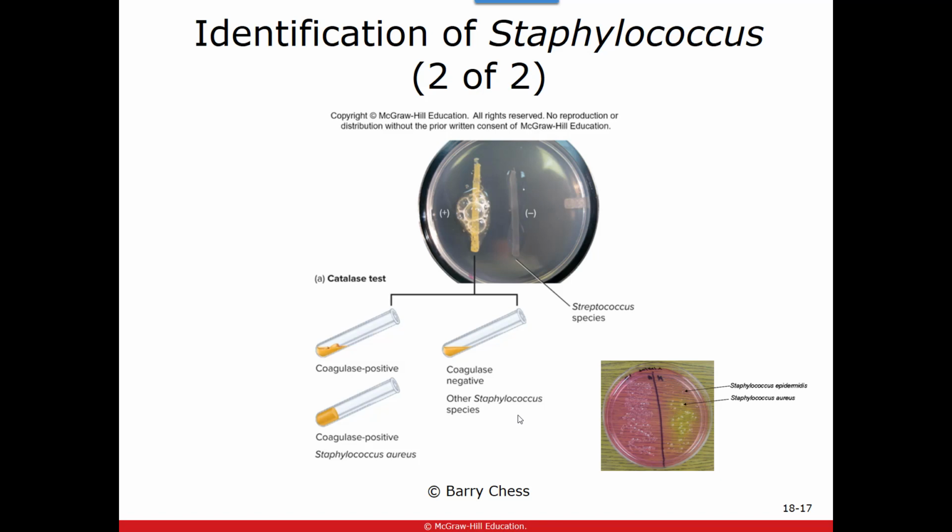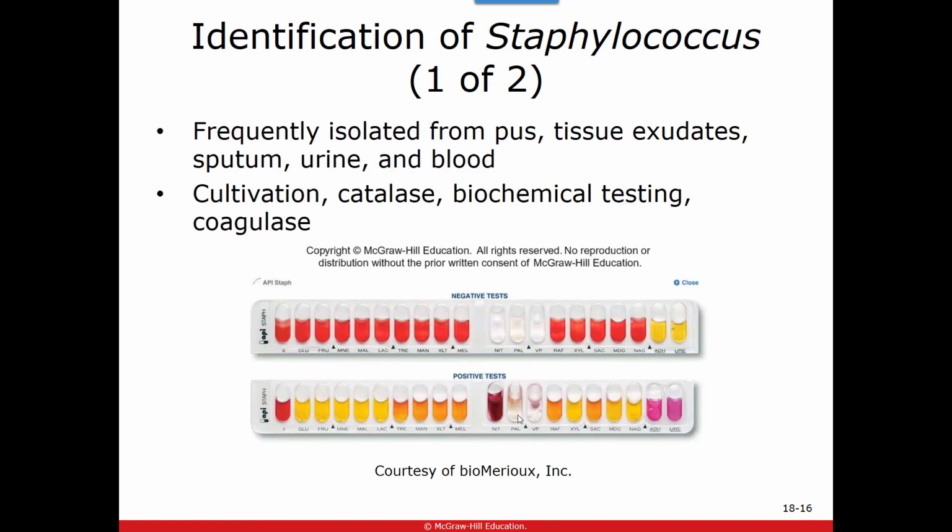So we use a catalase test to tell us that it's a staph, and we use a coagulase test to start to narrow down what kind of staph. Now, because there's a lot of coagulase negative staph bacteria, we usually have to run some other types of biochemical tests. We can test a whole bunch of different enzymes and sugar breakdown, and based on color changes, we can determine what the bacteria is.